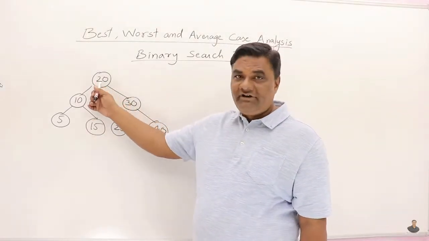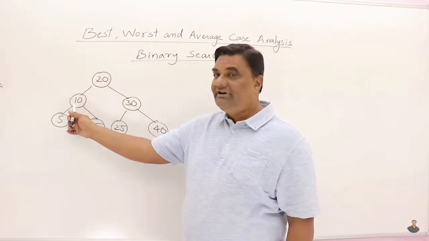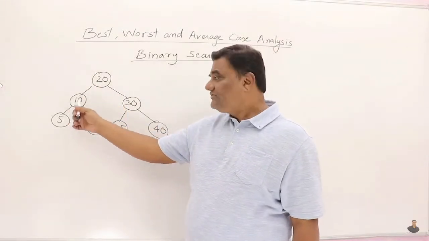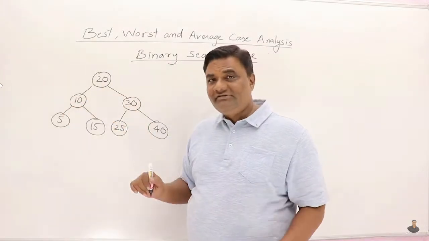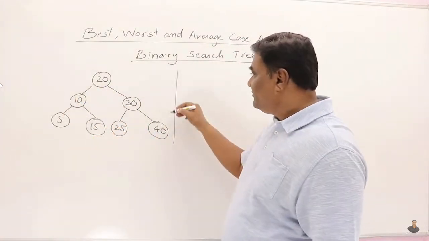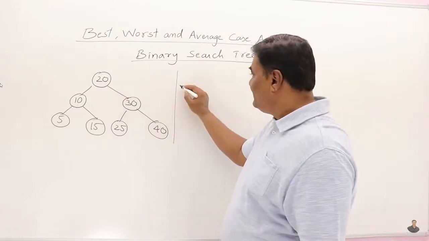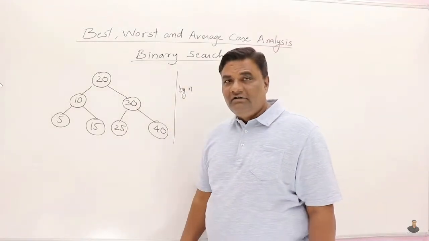If I am searching for 15, I'll start from 20. Is it 15? No. 15 is smaller than this one, so go to the left-hand side. Is it 15? No. 15 is greater than this one, so go to the right-hand side. Yes, 15 is found. So what is the time taken for searching? Total how many comparisons have I done? Only 3 comparisons. So the time taken is 3. Actually that is equal to the height of the tree. So what is the height? We usually call it log n.